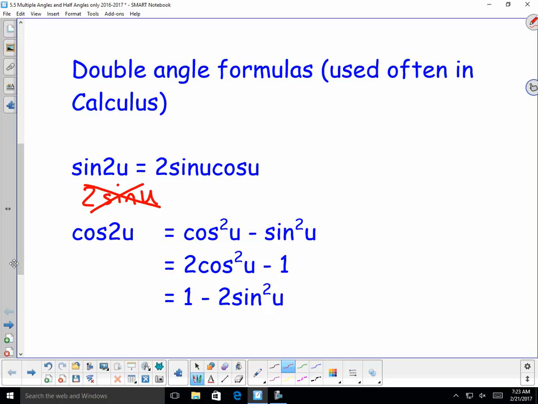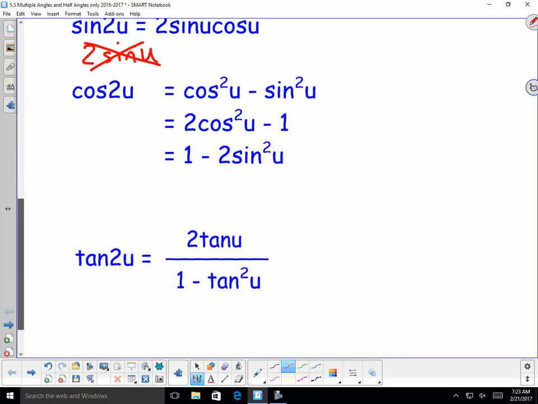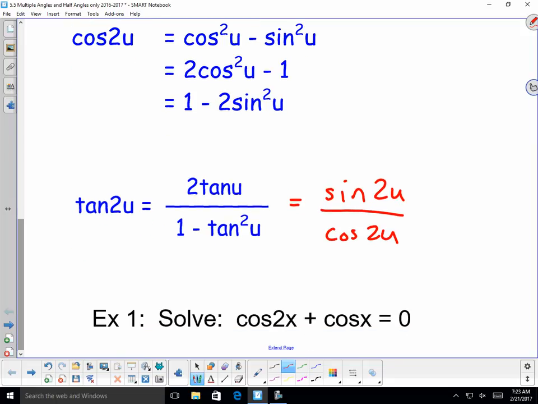And there's actually 3 different formulas that you could use for cosine of 2u. One is cosine squared minus sine squared. Another is 2 cosine squared minus 1. And another is 1 minus 2 sine squared u. And there is a formula for the tangent of 2u, which would be 2 tangent u over 1 minus tangent squared u, but you could also just use sine 2u divided by cosine 2u if you already knew those 2 values. All right, so let's take a look at our first example.